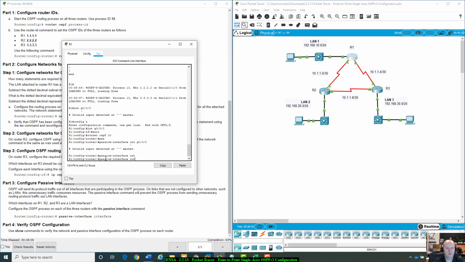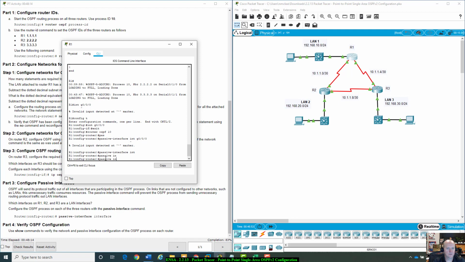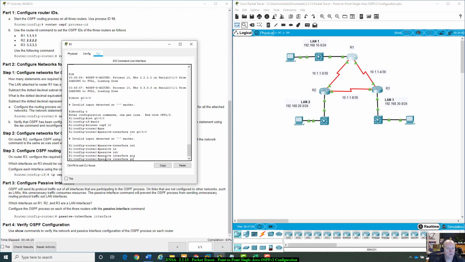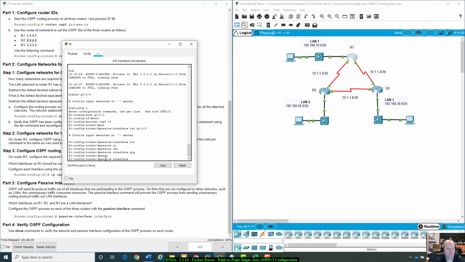Interface, enter. Oh, typed it in wrong. Passive interface. Config router, passive, enter. What? Passive interface, router, config router. Yeah, I hit it right. All right, passive interface, gigabit. All right, there we go.